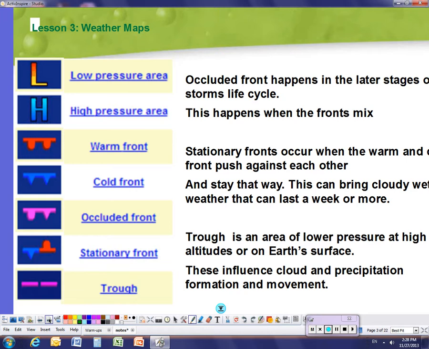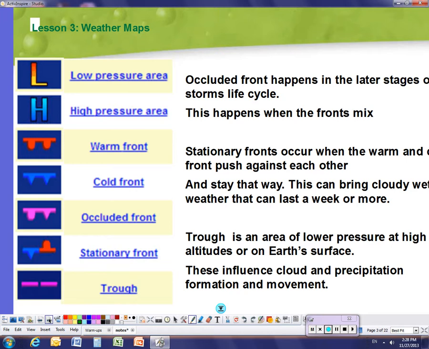Stationary fronts occur when they catch up to each other, and instead of them pushing against each other and one winning, kind of like tug of war, they'll just stay in that spot. And that's usually when a storm can just hover over an area for a long period of time. That happens a lot in our area.